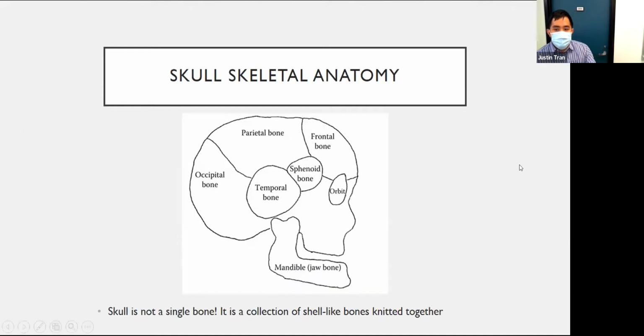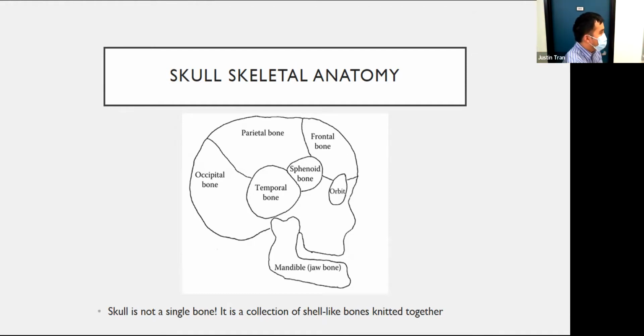All right, and so here is how the skull is arranged. Right now, I don't have many plans to talk much about the skull, even though the skull obviously is very important. But here are the different regions of the skull.